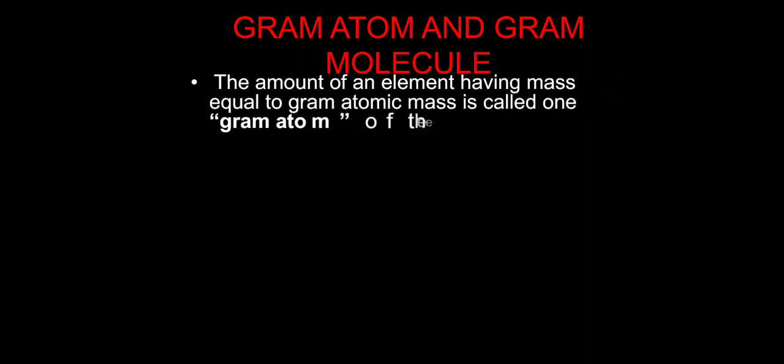Now, students are very much confused about gram atom and gram molecule. So what do we mean by gram atom and gram molecule? It is almost the same as gram atomic mass or gram molecular mass. It is the amount of an element having mass equal to gram atomic mass. So if I give you an amount of an element which is numerically equal to the atomic mass in grams, then that much quantity or amount is nothing but gram atom of the element.